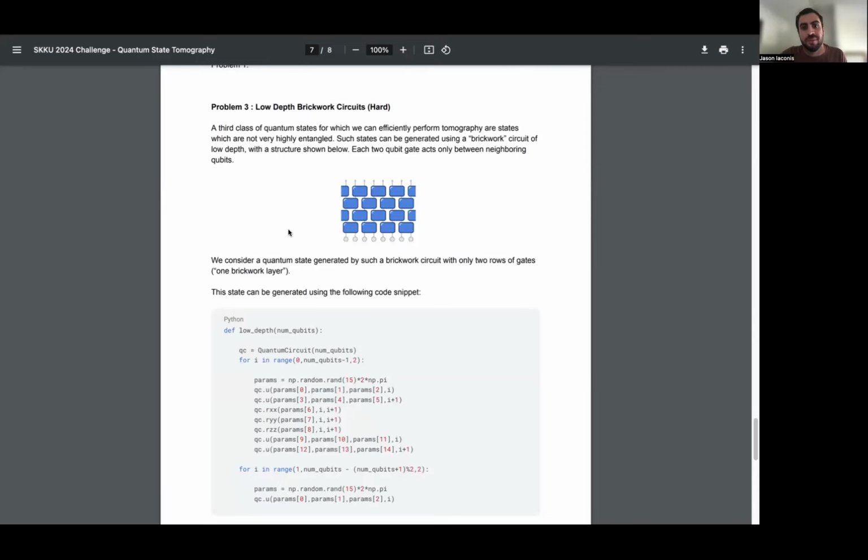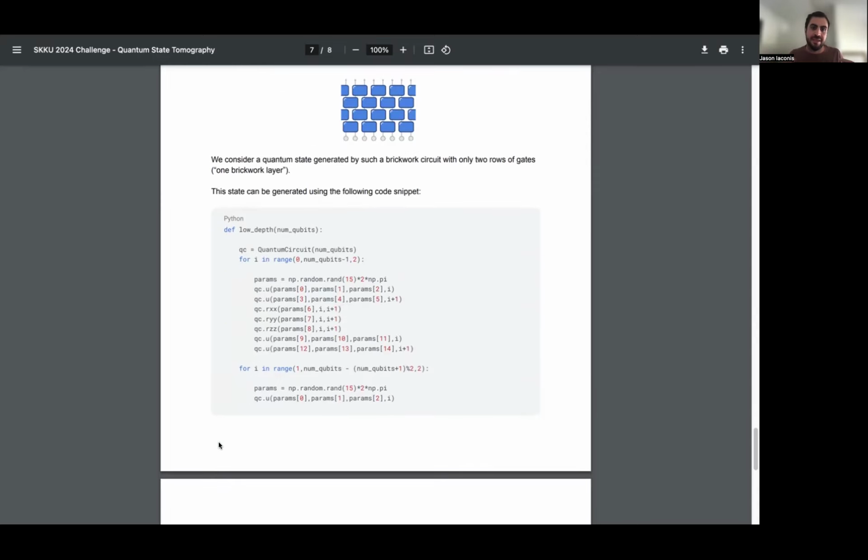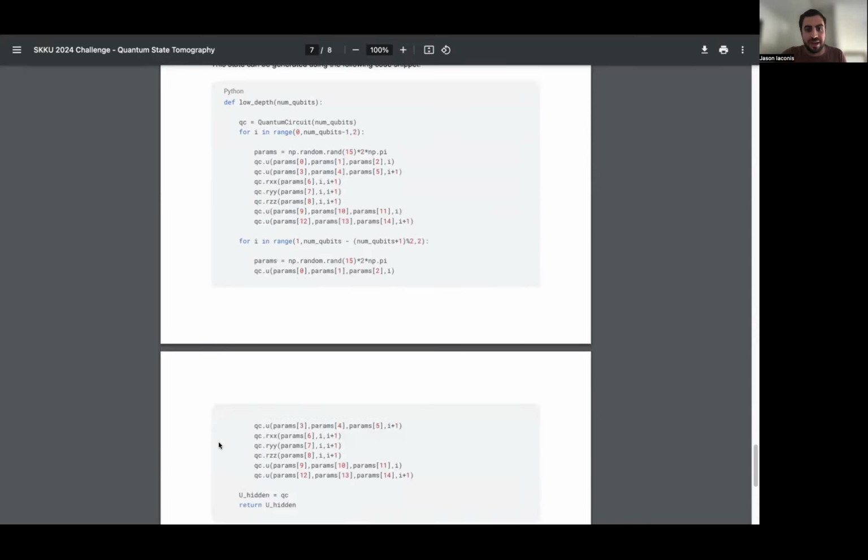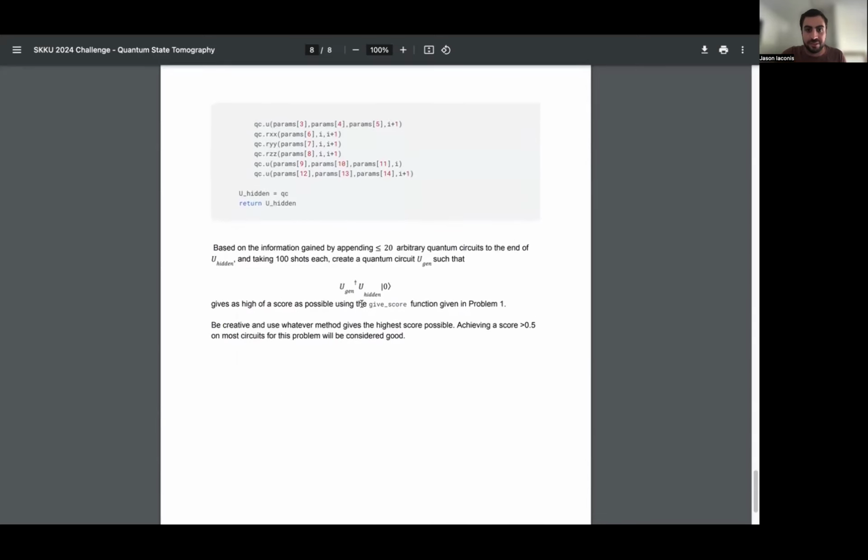So in this problem, we're going to consider this brickwork quantum circuit here, where qubits are only entangled with their nearest neighbors. And in particular, we're only going to consider one layer of this circuit, which is 2 rows of this diagram here. In this case, we're going to generate a random state that has this circuit structure. And again, using a finite number of measurements, you want to find the circuit which inverts this state so that U hidden times your circuit, which generates the state, is as close to your starting all zero state as possible, or equivalently gives you the highest score using the get score function from problem 1.